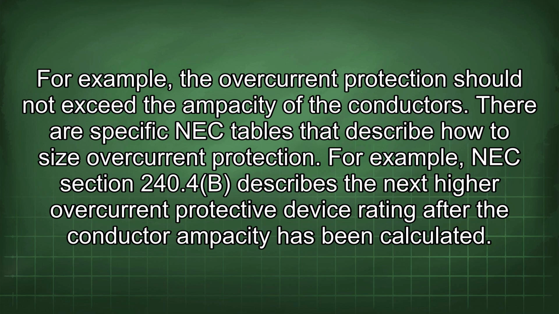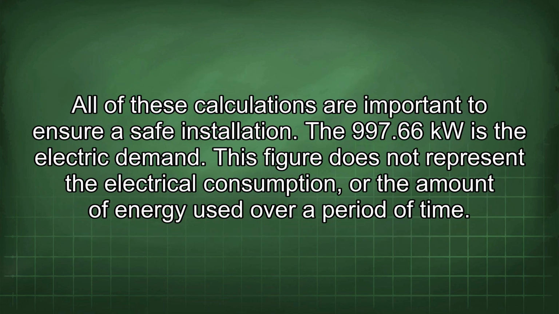There are specific NEC tables that describe how to size overcurrent protection. For example, NEC section 240.4(b) describes the next higher overcurrent protective device rating after the conductor ampacity has been calculated. All of these calculations are important to ensure a safe installation.